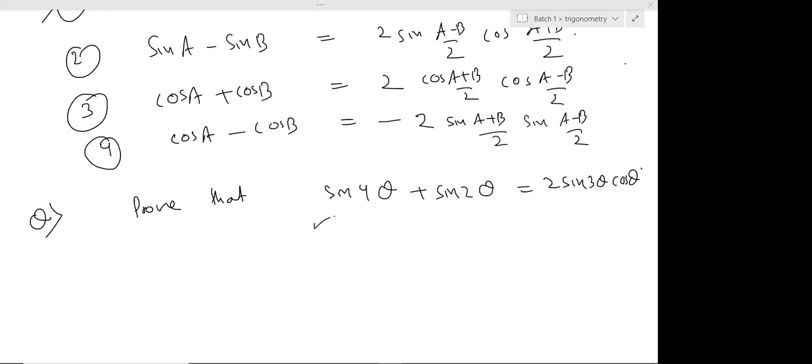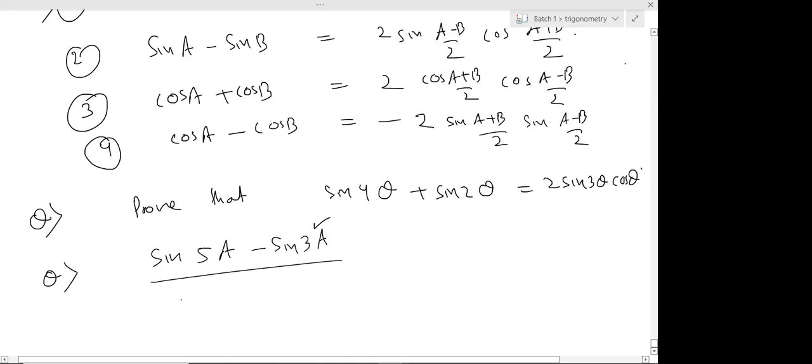Yes, yes, sir. Proved, sir. Okay. Very easy question, right? I don't have to solve this one. No, sir. Okay. Another one, sine 5A minus sine 3A upon cos 5A plus cos 3A. Simplify.